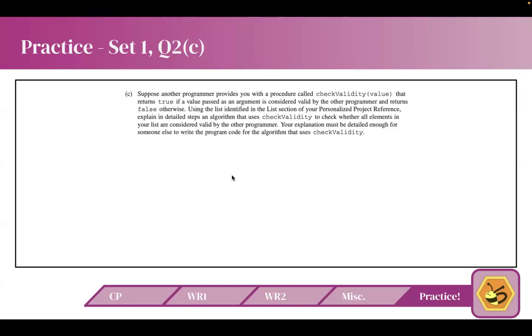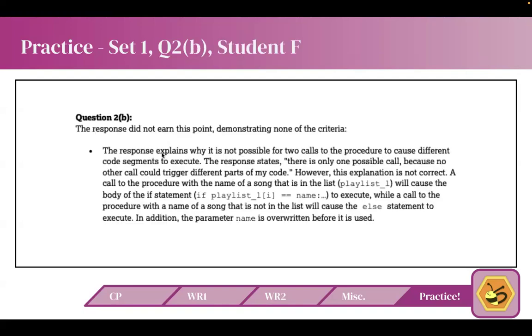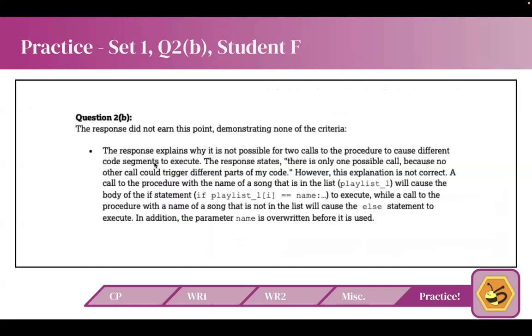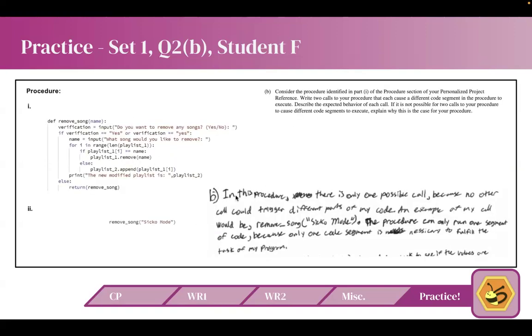Yes, I can briefly review what's on the previous slide. This one here is just saying that this response didn't earn the point because it claimed that there was no way to have it not run everything, but indeed, actually, there was a way. If the name that we're looking for was in playlist one, then we'd remove it. But if not, then we would append it to a second playlist.